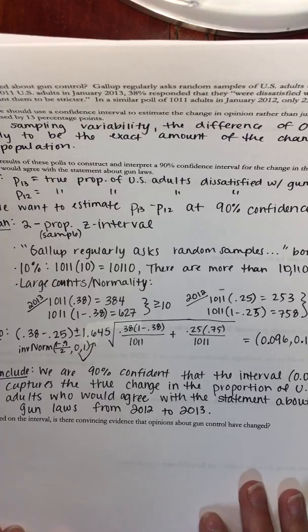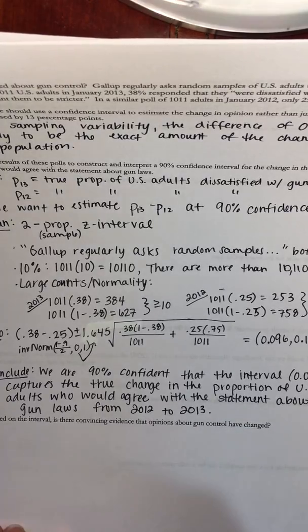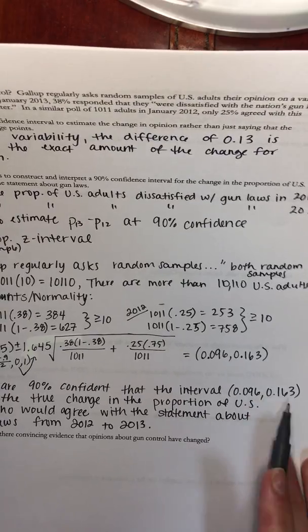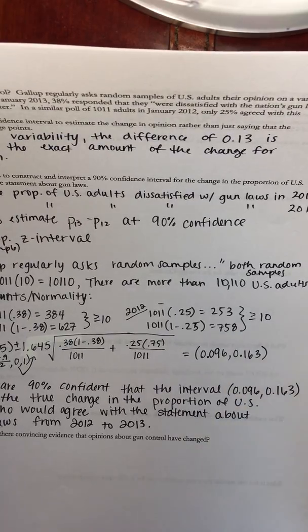So, all right. Based on the interval, is there convincing evidence that opinions about gun control have changed? So whenever we're asked questions like this, we want to refer back to the interval. Since we were taking a difference, we're comparing to 0. If there was no change, then 0 would be in the interval. I mean, you know, at the alpha that we're looking at, but.